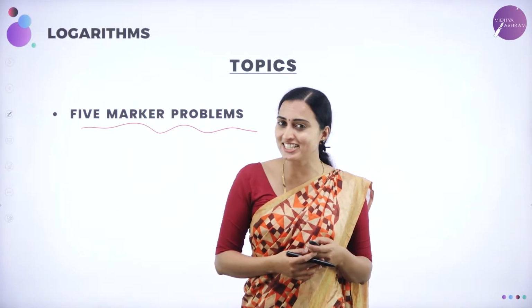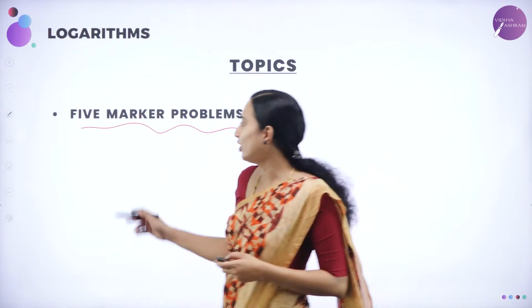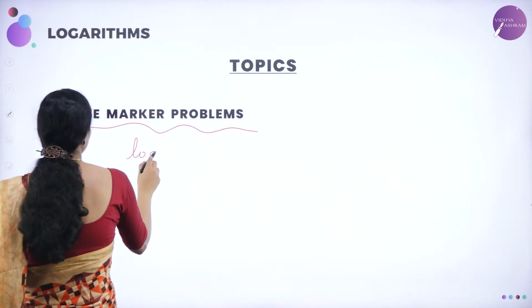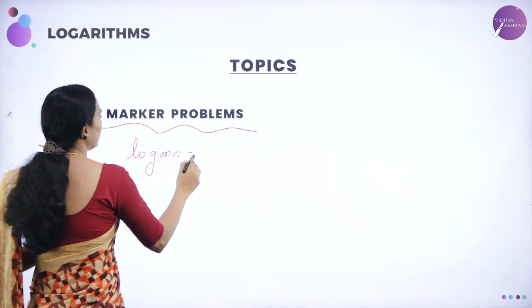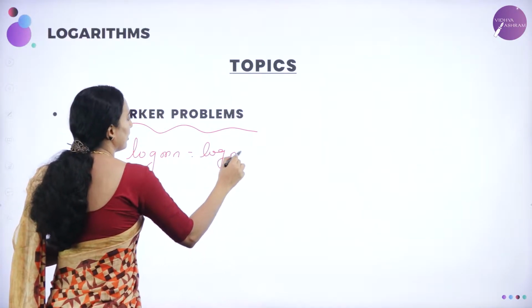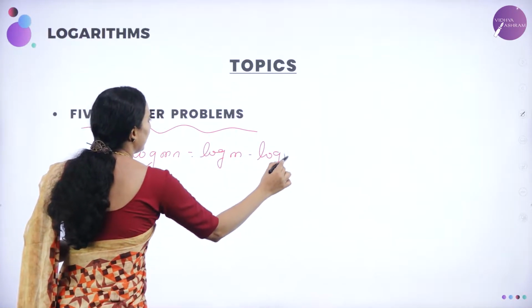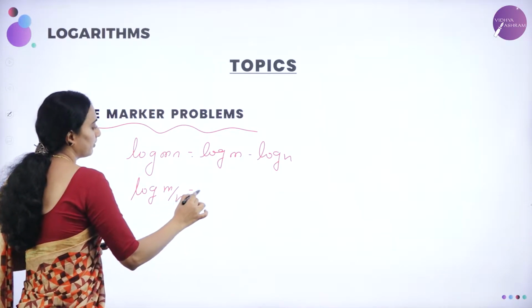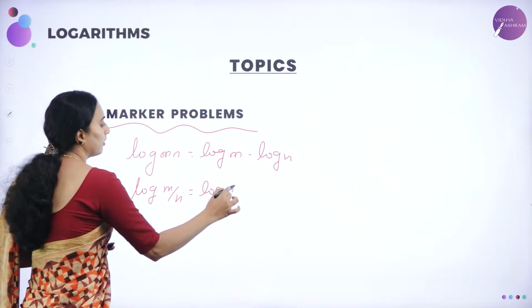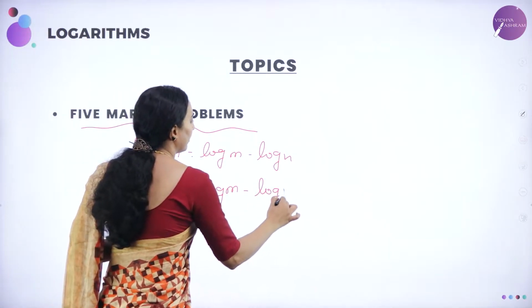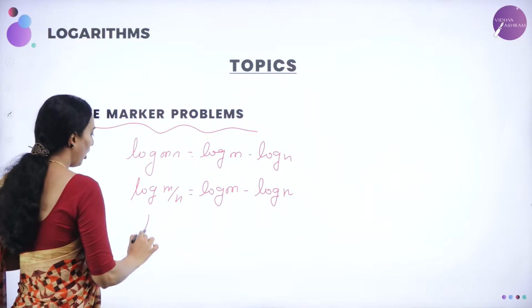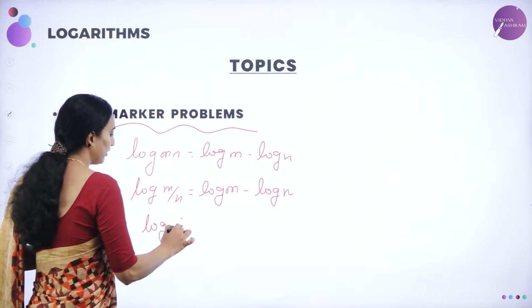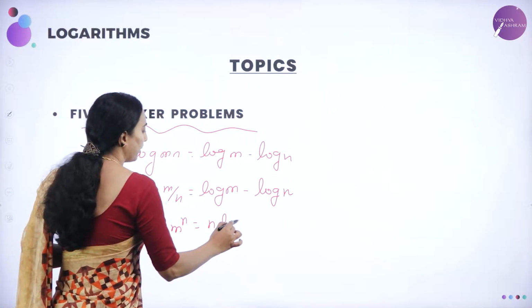Before solving this, let me give you the formula. What is that? Log m into n can be written as log m plus log n. Similarly, log m by n can be written as log m minus log n. And then log m power n can be written as n log m.